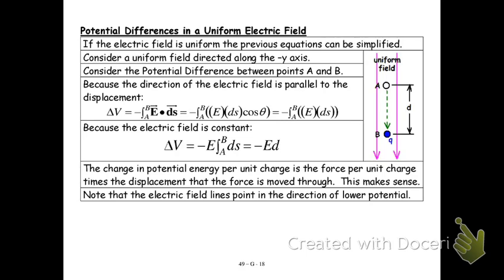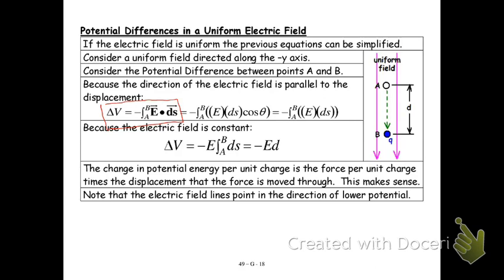So now I'm back with book notes here, just because you're going to see it in the book, so I want you to have an idea about it. If the electric field is uniform, then we can take this expression: delta V is equal to minus the integral of E dot ds. And we can just do it. So E dot ds becomes E ds cosine of theta.